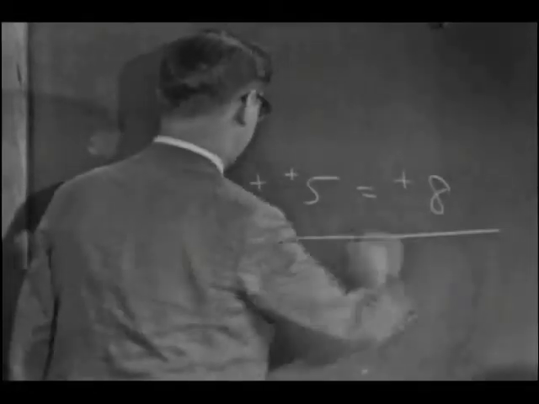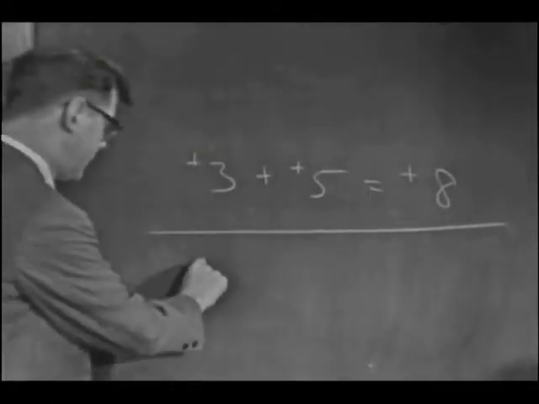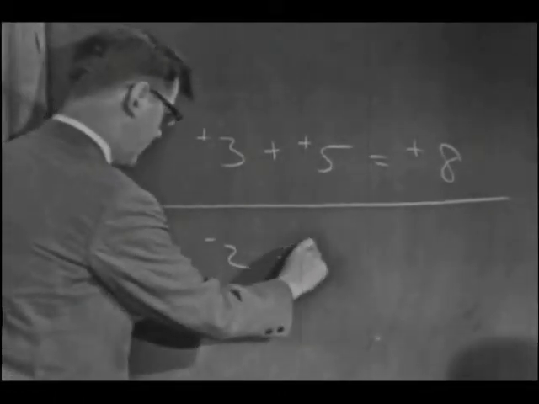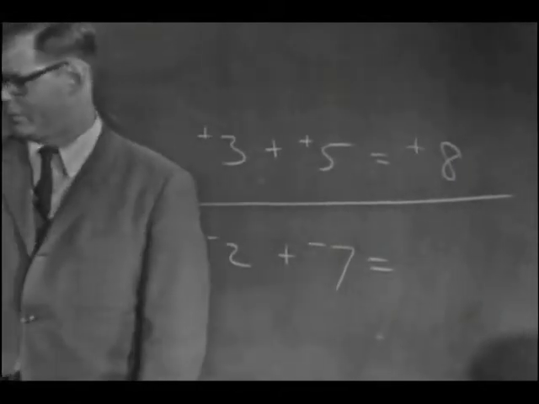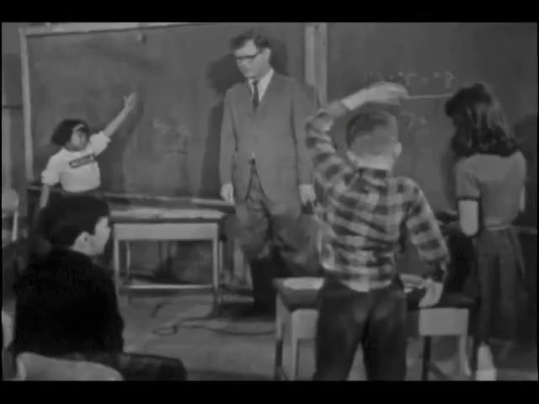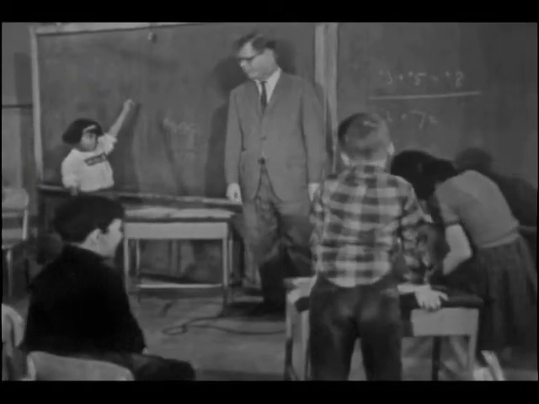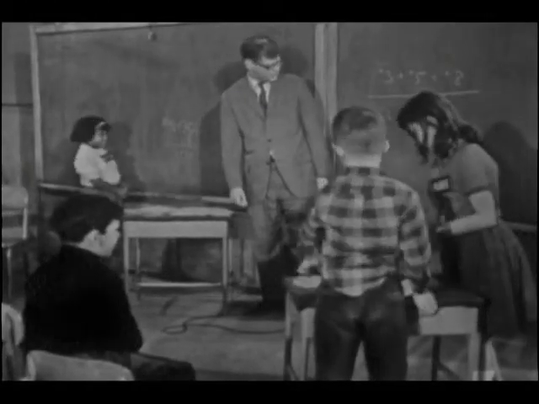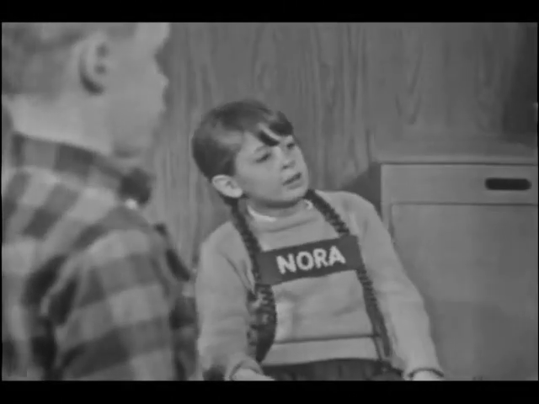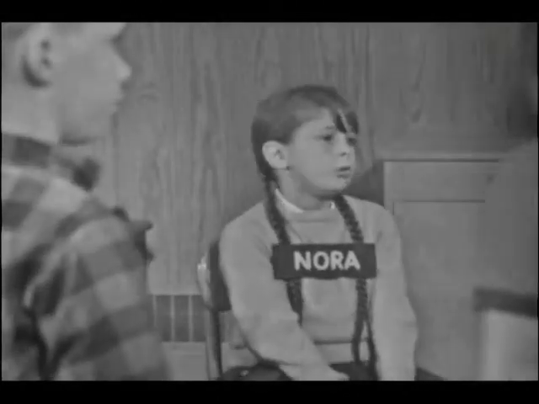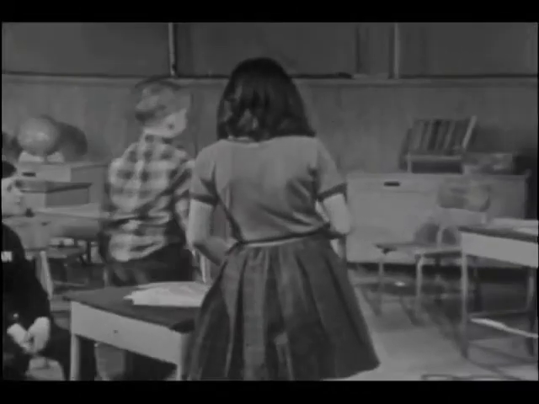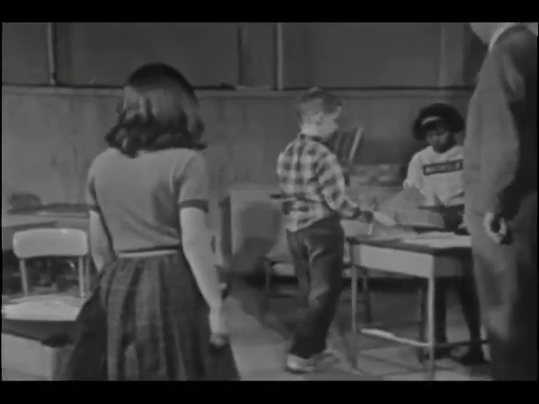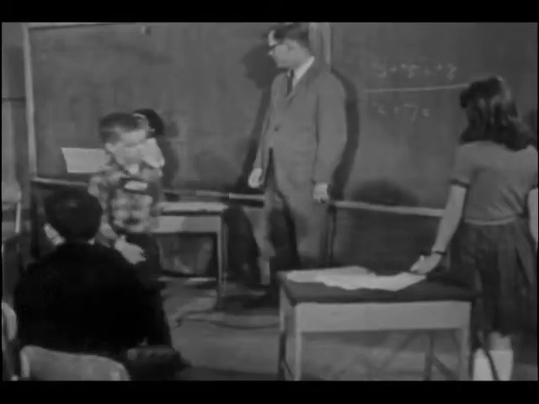Let's do another one. Suppose I made up a problem like this. -2 plus -7. What would happen now? What would Macy's and Gimbel's do about this? What'll they do? Nora, what'll they do? Bring her two bills, one for $2 and the other for $7. I bet that's right. You're going to take her two bills, a bill for $2 and a bill for $7. Michelle, would you hold that up so they can see?